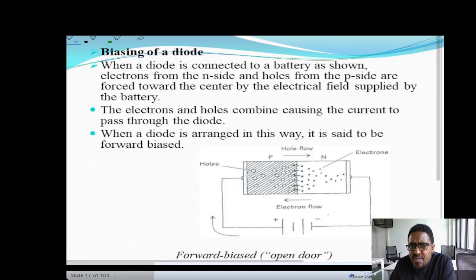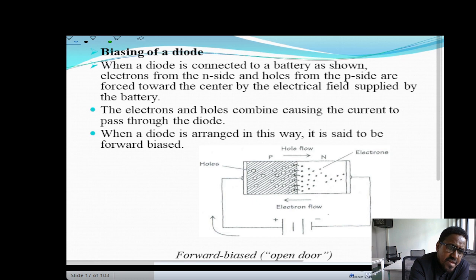In another arrangement of a diode, when a diode is connected to a battery as shown in the figure below, electrons from the N side and holes from the P side are forced toward the center by the electric field supplied by the battery. The electrons and holes combine, causing the current to pass through the diode. This arrangement we call forward biased.